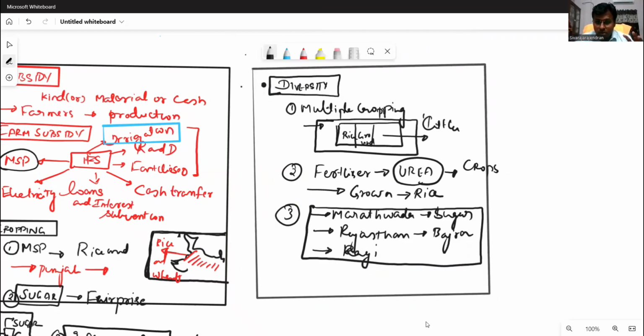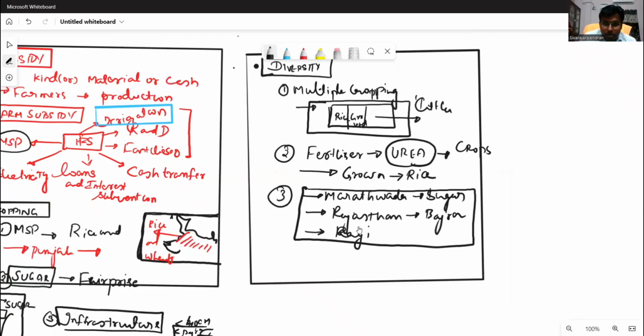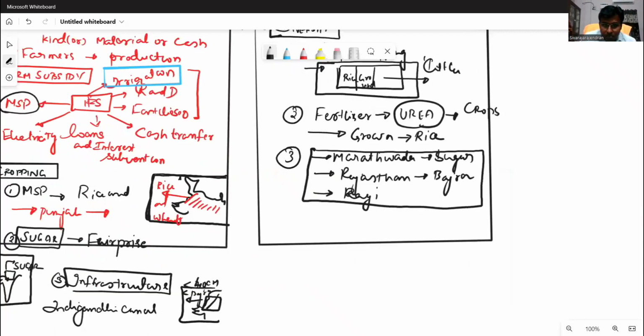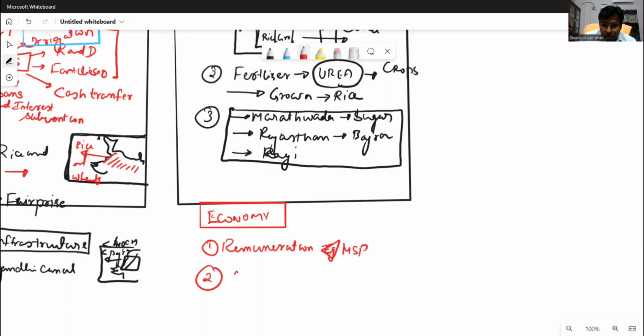Okay, so one second point also over, cropping pattern, cropping diversity over, then economy of farmers. So then you address this economy of farmers. So how subsidy ensures the economy of farmers is that it gives them remuneration. Example, MSP. Interest subvention. Example, NABARD, there is a scheme for cattle.